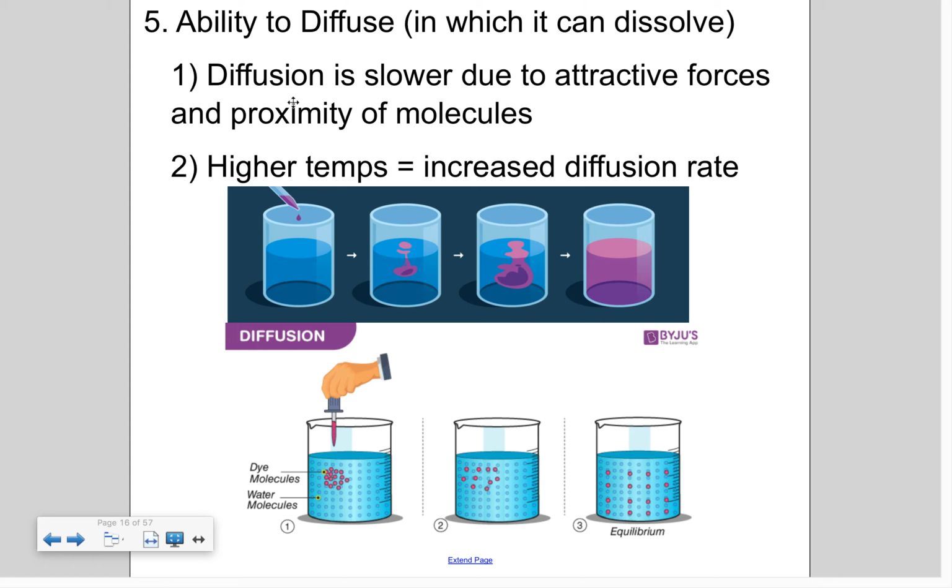The ability to diffuse, in which it can also dissolve. Diffusion is slower due to the attractive forces and proximity of molecules. If I drop a dye in water and just not stir it, just let it mix on its own, eventually the entire beaker will become the color of that dye. If I were to increase the temperature of this solution, then the diffusion rate also increases because particles are moving faster as you increase in temperature. But eventually it will reach equilibrium.